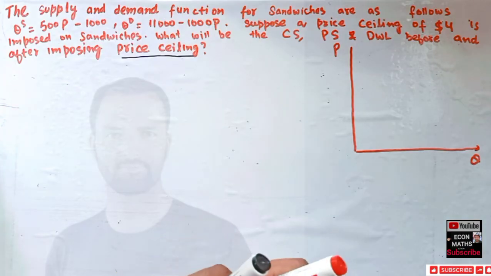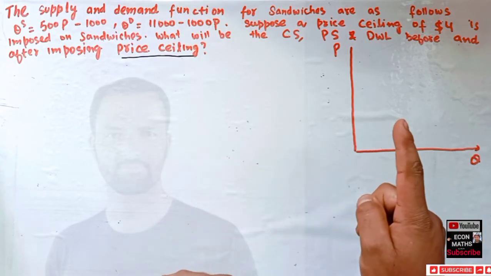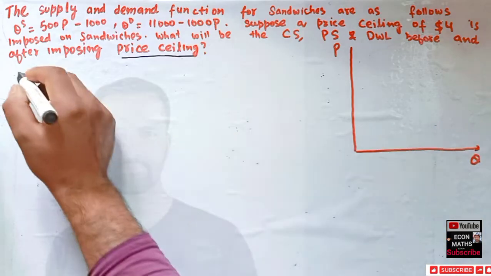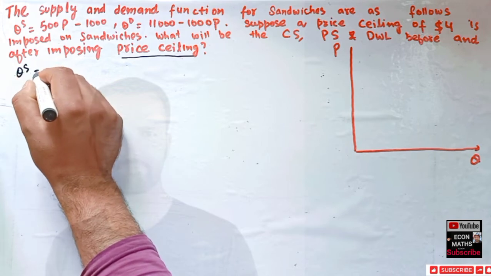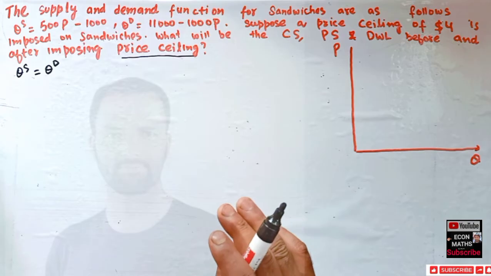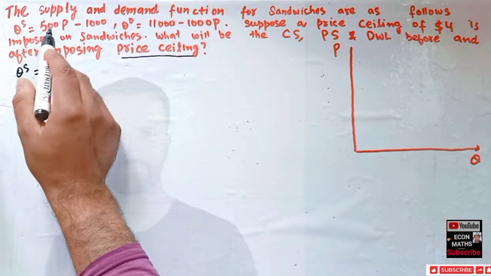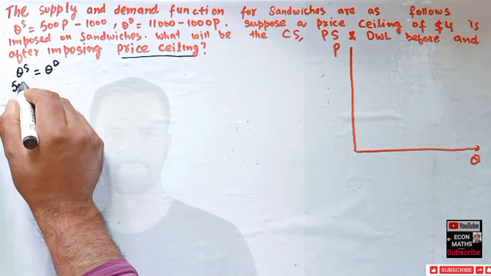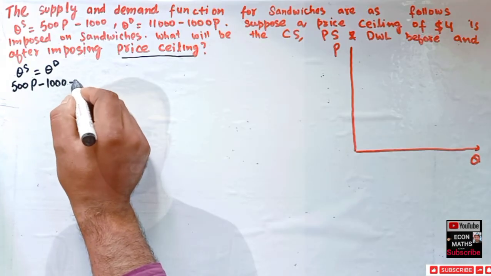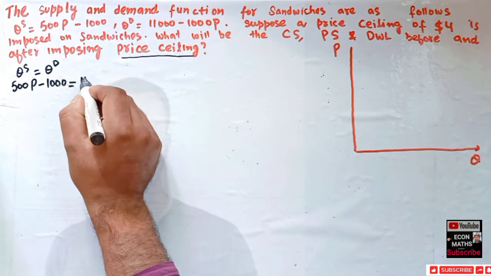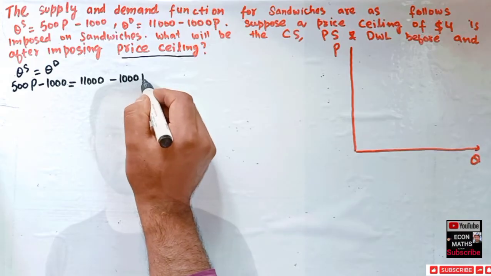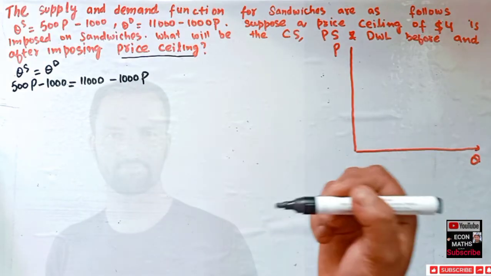Now at equilibrium, our quantity demanded should be equal to quantity supplied. That means we have to equate quantity supplied with quantity demanded. This is before the imposition of price ceiling. So what is our quantity supplied? That is 500p minus 1000, and it should be equal to 11,000 minus 1000p. First we will solve for equilibrium price and quantity.